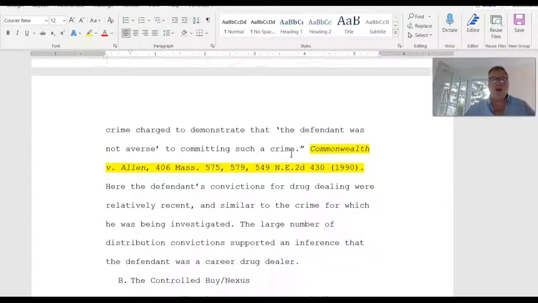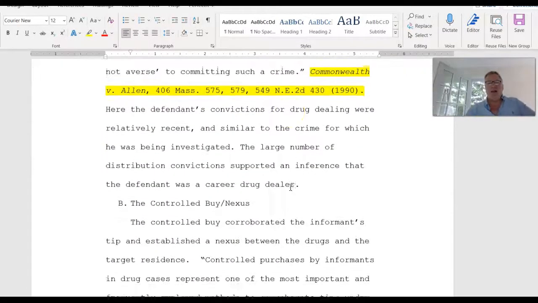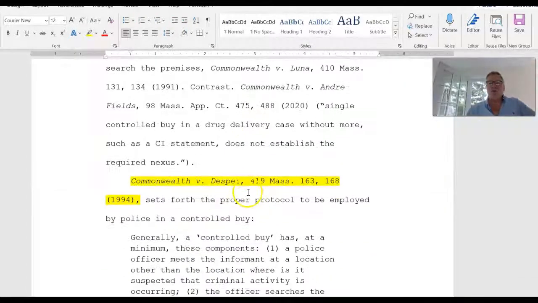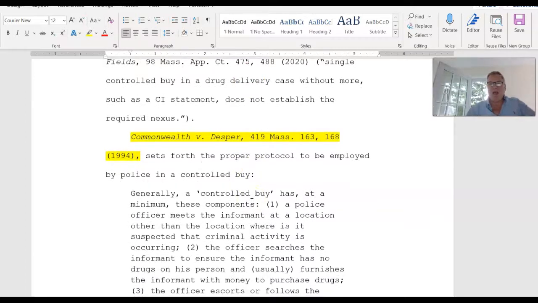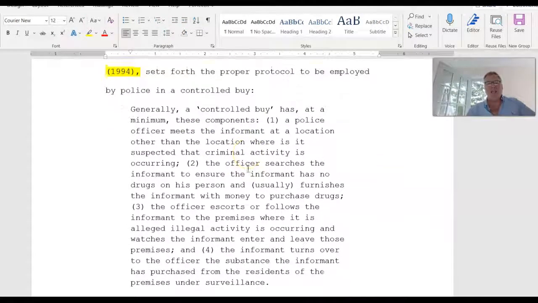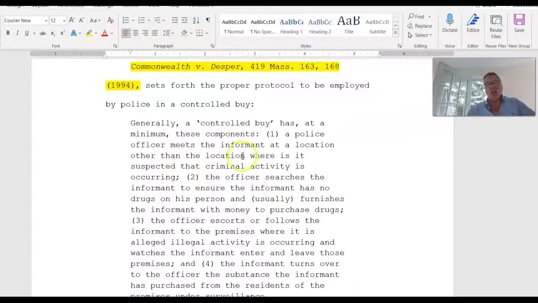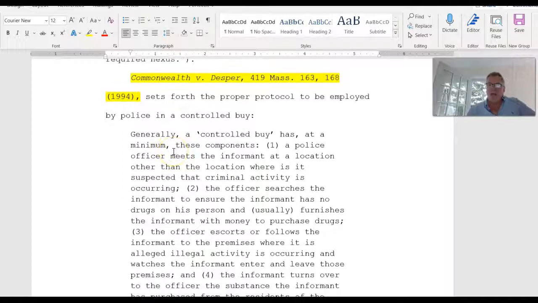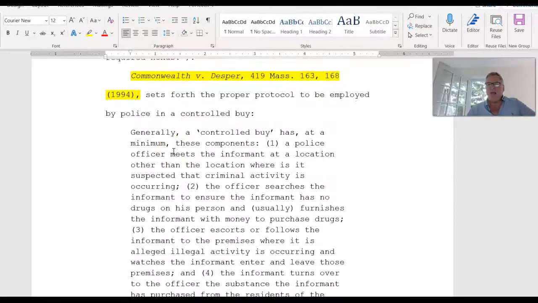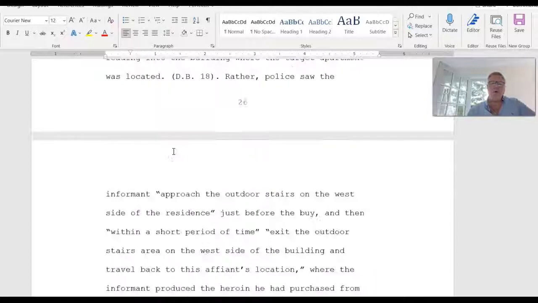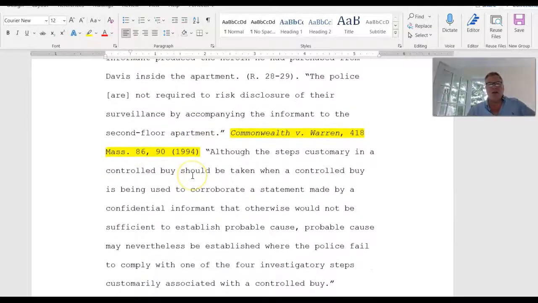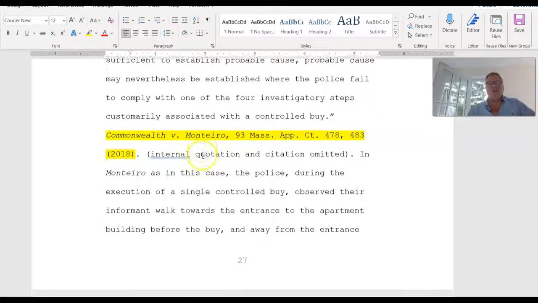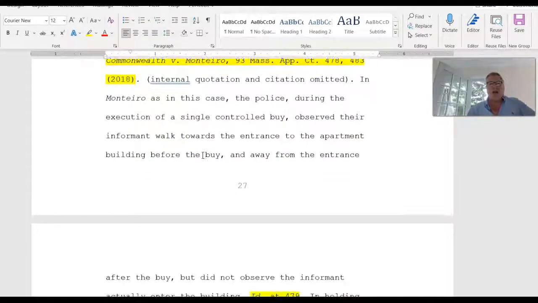Now we go to the second rule here. I'm going to scroll down here. You'll see that I have a couple of cases here highlighted. There's Commonwealth versus Allen, Commonwealth versus Desper. I have quotations from both of those cases in this brief. There's a long quotation here from Desper, these block quotes. Now that I have cited them, I never have to cite these cases ever again in their full citation form. So let's go down, and here's Warren as another example, and Montero. So these are all cases that are in full citation form.